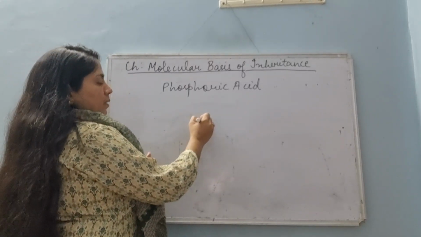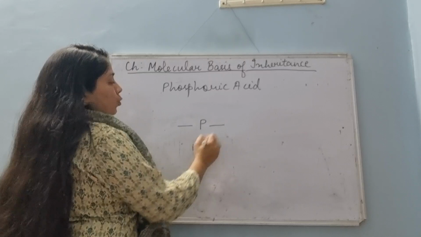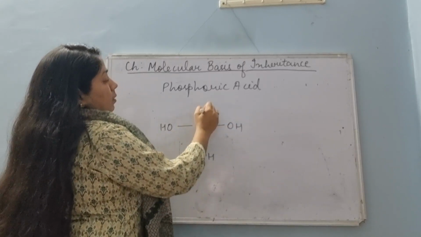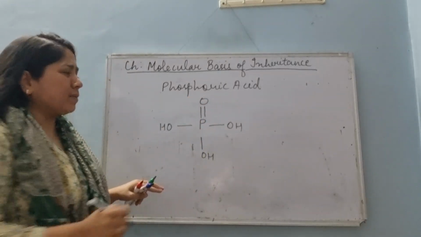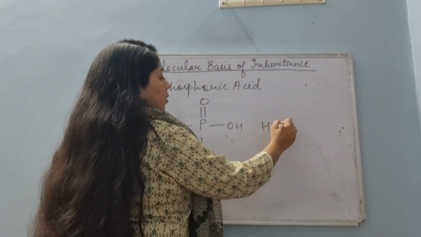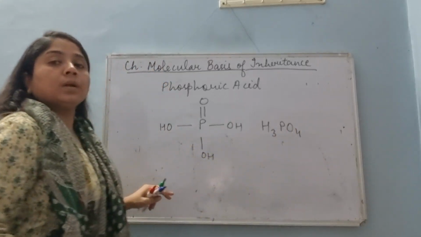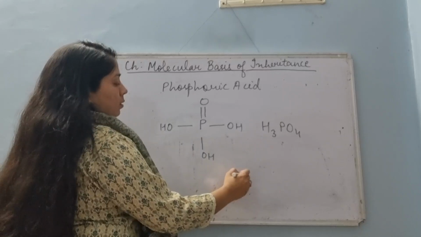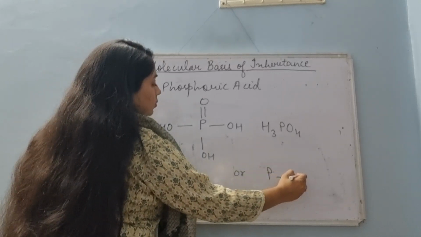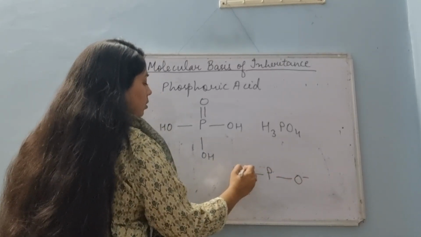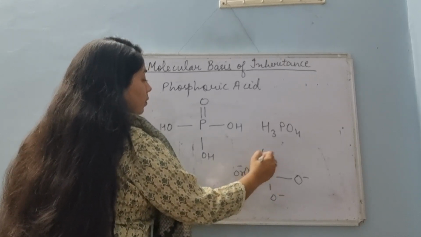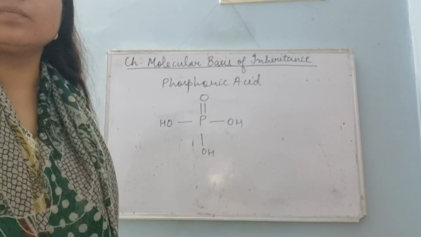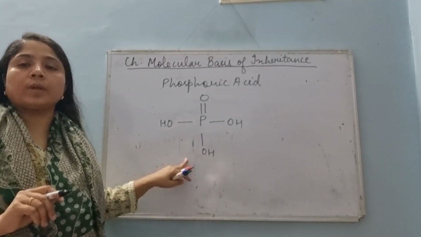Phosphoric acid, we can write it. This is the structure of phosphoric acid: three OH groups and one double bond group. We can write it also as H3PO4. When it combines with sugar and nitrogenous bases, it gives this: H, O negative, O negative, O negative, and the double bond group. So this is phosphoric acid.